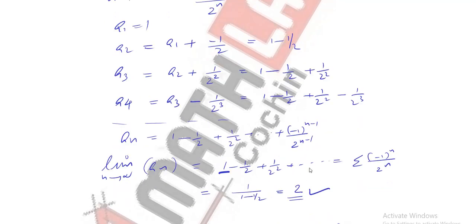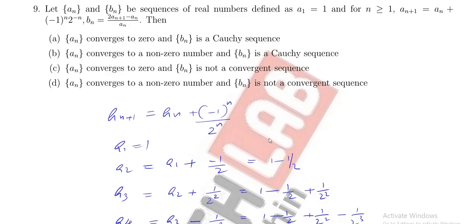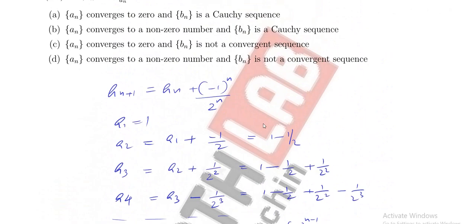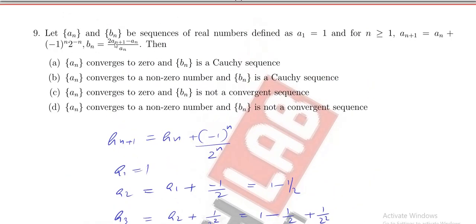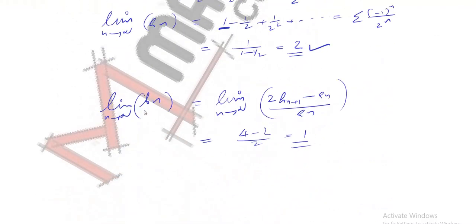So an converges to 2, and now the definition of bn is 2 an plus 1 minus an by an. Just take the limit of bn and let's see what happens. As an tends to 2, an plus 1 also tends to 2. So you get 2 times 2 is 4, minus 2, by 2, and that's going to be 1. So an converges to 2 and bn converges to 1. That's the answer that we have.